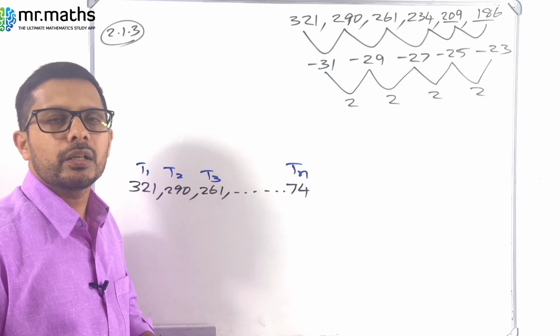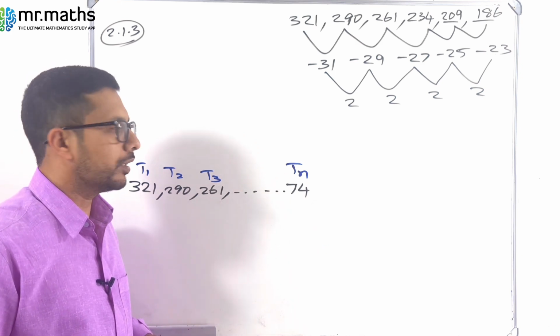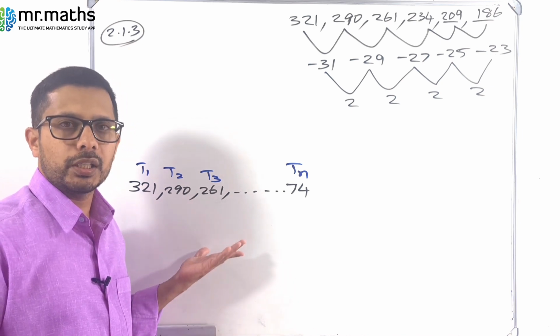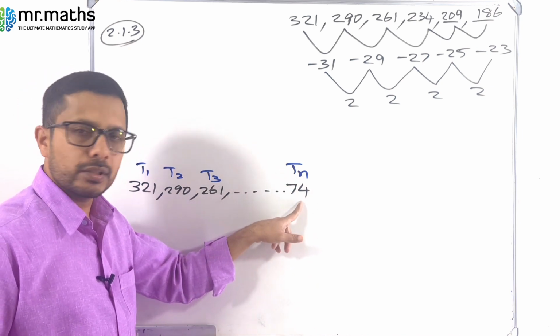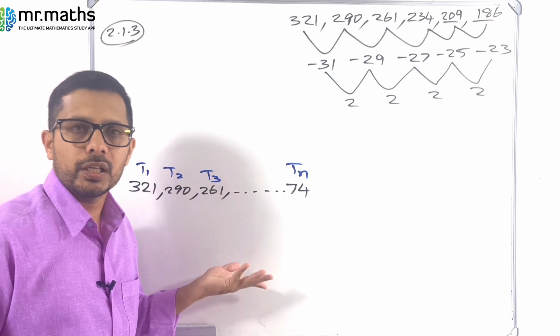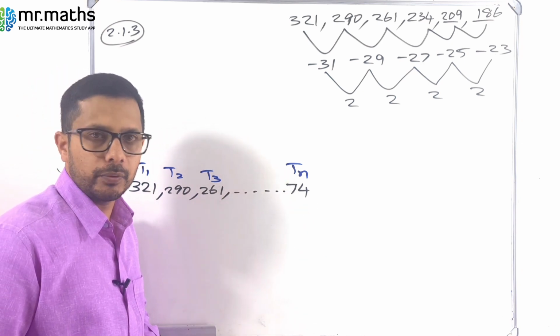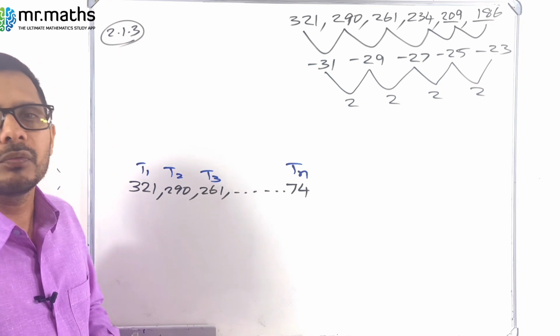Then from there we have to find the value of n. So we can say that if we get the value of n as 100, then we can say that the 100th term is 74. If we get the value of n as 50, then we can say that the 50th term is 74, like that. Okay, so how can we find the value of n?